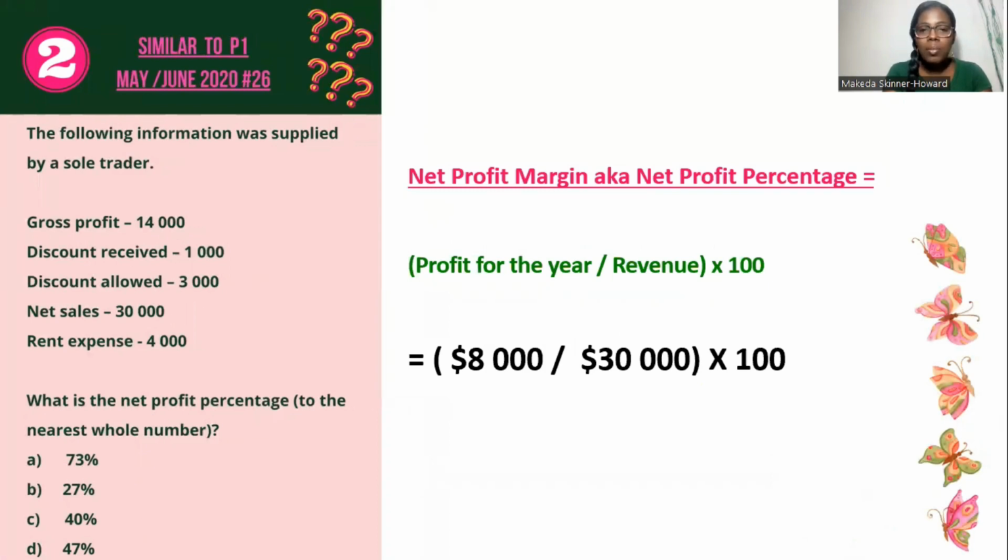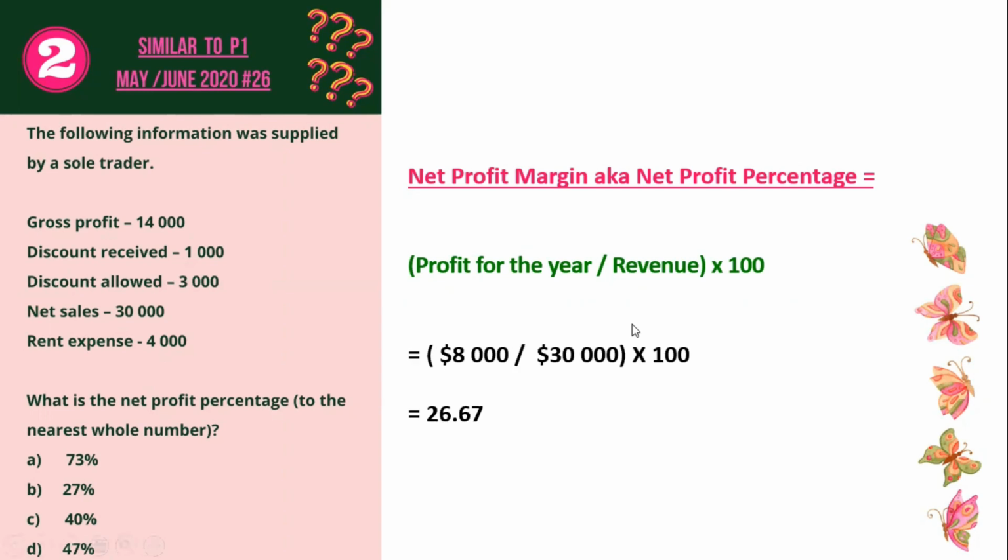So for us to find the net profit percent, we will have to take that 8 divided by our revenue, which in this case, they call it net sales, right? So 8,000 divided by 30,000, then you multiply whatever answer you get by 100. And that is going to give you 26.67, but they want us to bring it to the nearest whole number, meaning you're not supposed to have any decimals. Therefore, our answer would be 27%. Our answer for number 2, which is similar to May, June 2020, number 26, is B.